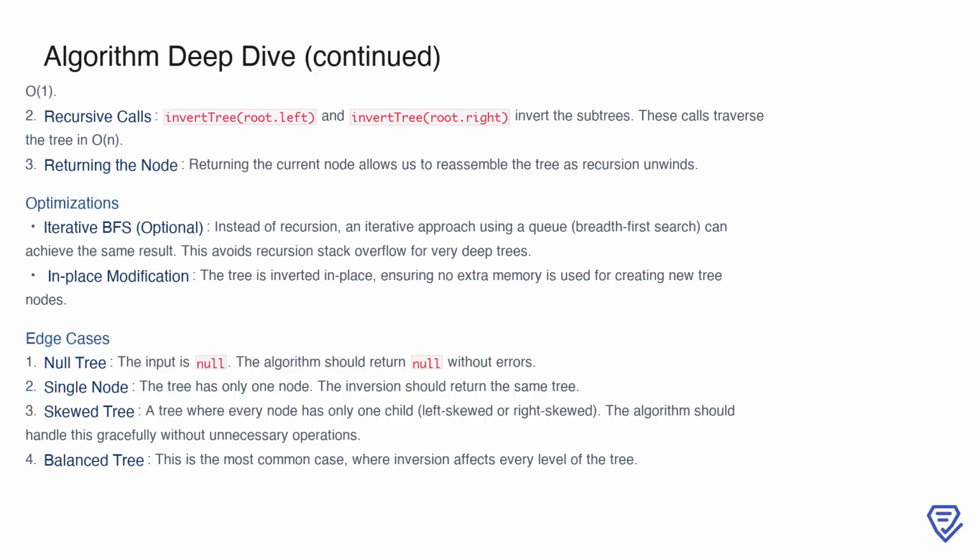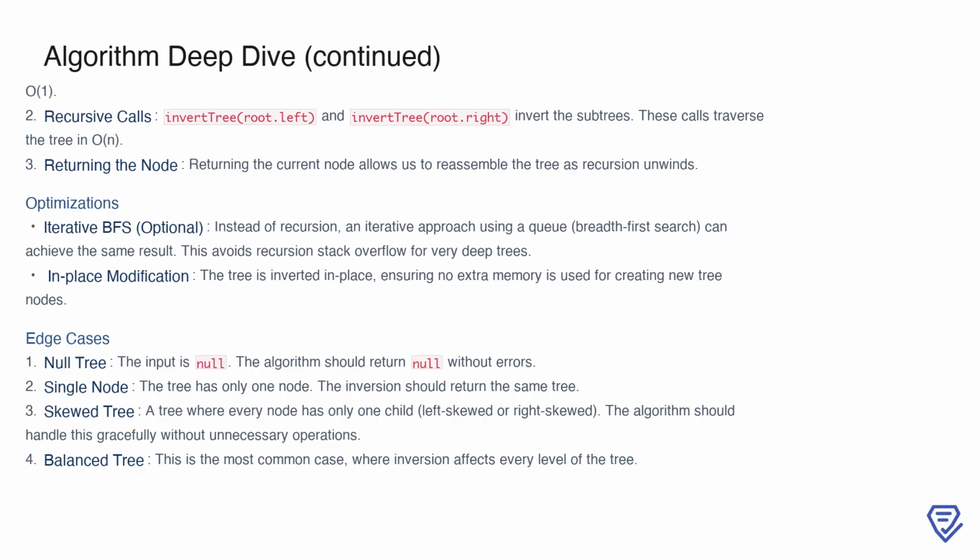Additionally, we can optimize this solution further by considering an iterative breadth-first search approach using a queue. This avoids the risk of stack overflow in cases of very deep trees, as it doesn't rely on recursion. The algorithm works in place, directly modifying the input tree without the need for extra memory to create new nodes.